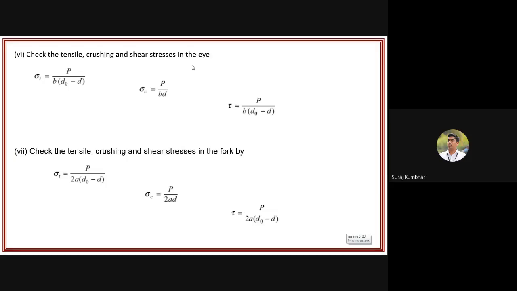Okay, so this is the design procedure for the knuckle joint. Now we will see one problem based on this, which is from the VP Bhandari book. So now here is the example.